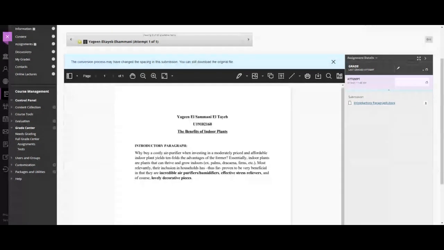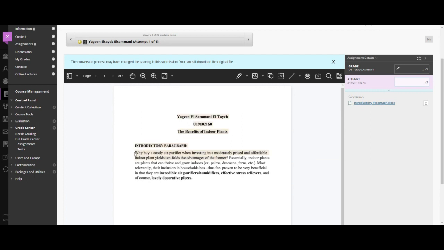Yaqeen. All right, here. The benefits of indoor plants. Why buy a costly air purifier when investing? I think this is the second time, Yaqeen, you did that. This is the second attempt. Am I right, Yaqeen? Yaqeen, is this your second attempt? Yeah, investing in a moderately priced and affordable indoor plant yields tenfold the advantages of the former.